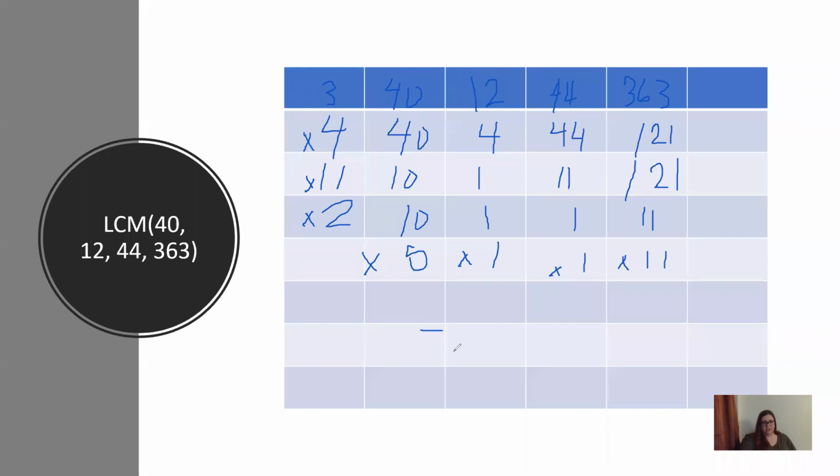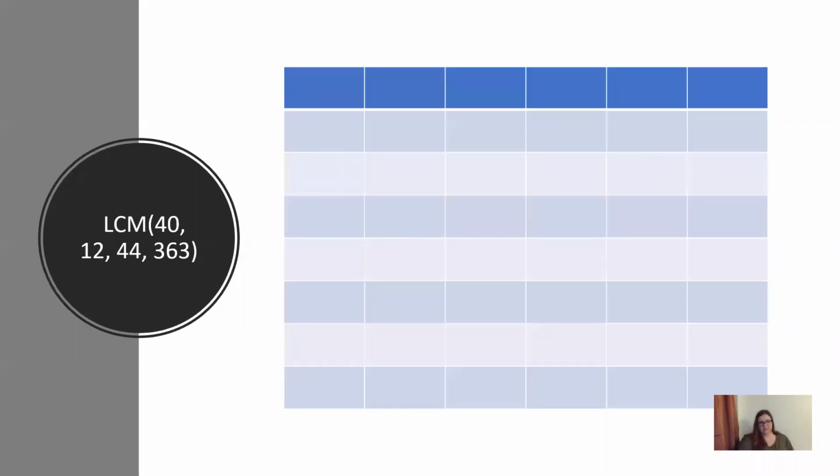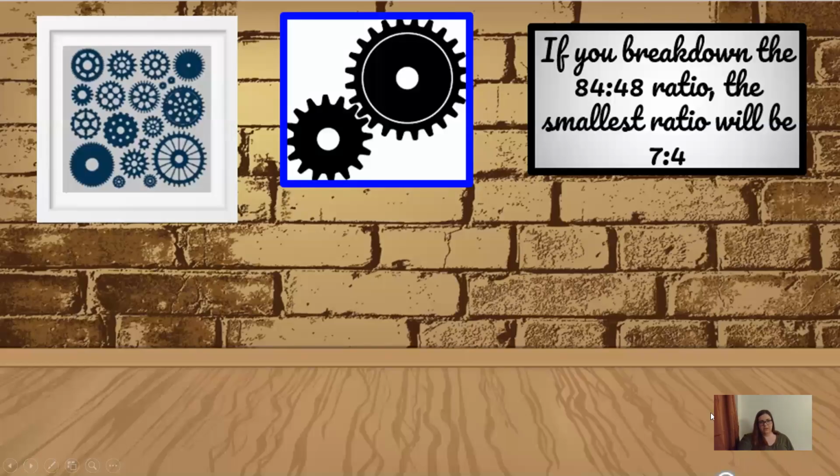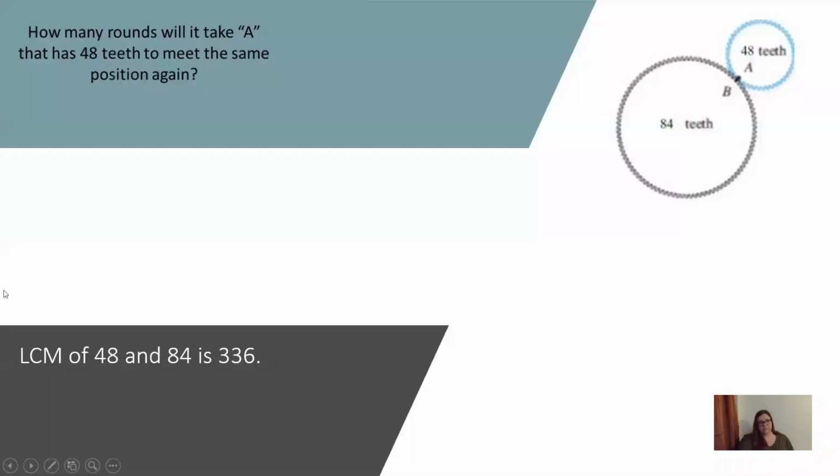And you're going to get 14,520. I really like those. Those are very useful. Back to the gears, this shows you the breakdown ratio of 84 to 48. The smallest ratio will be 7 to 4. We did that one.